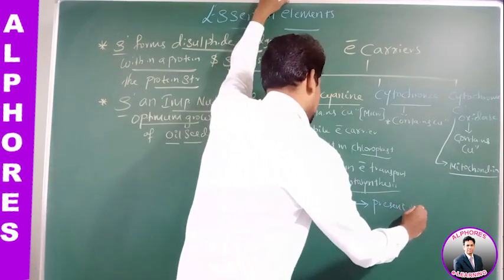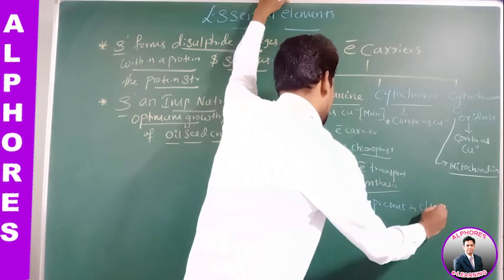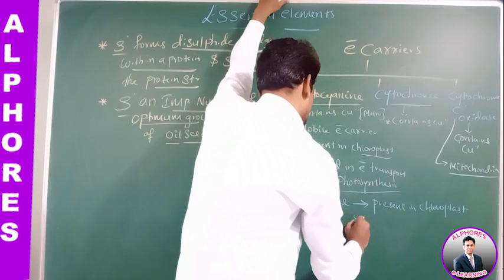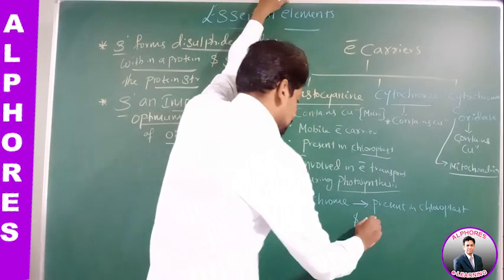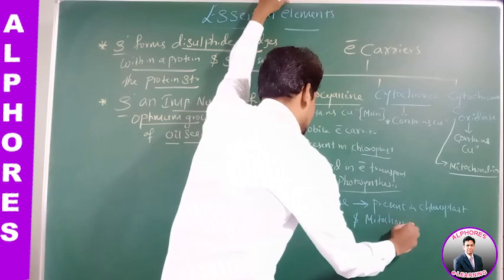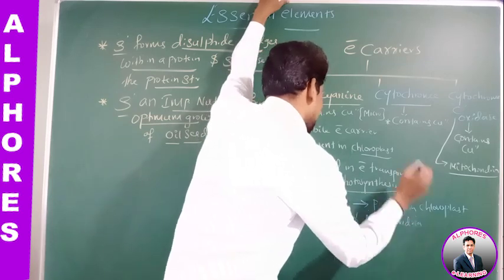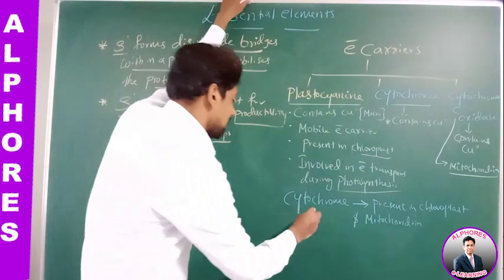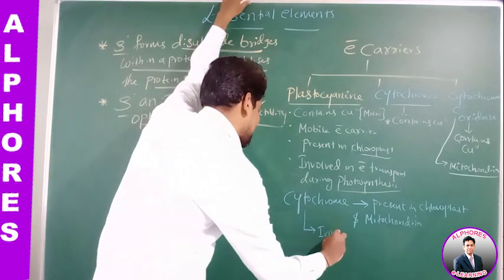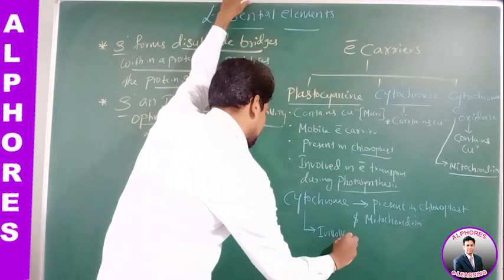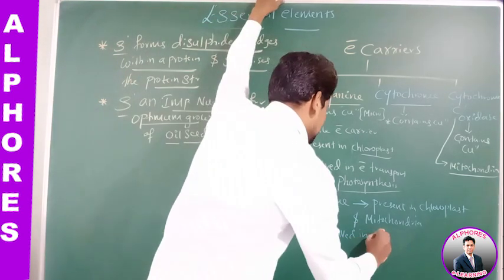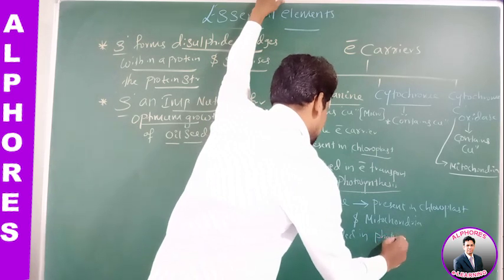Cytochrome is present in chloroplast and in what, sir? Mitochondria. Present in chloroplast and in mitochondria. Sir, this cytochrome is involved in both photosynthesis as well as respiration. It's important. Involved in what and what, sir? Involved in photosynthesis and respiration.